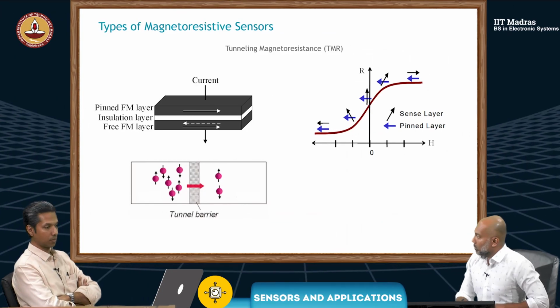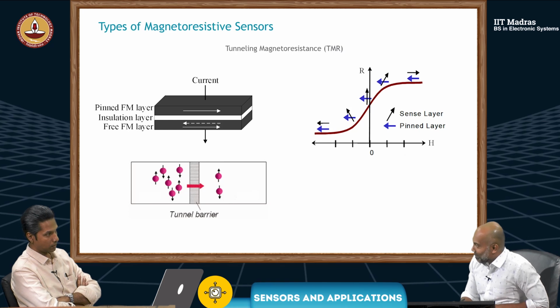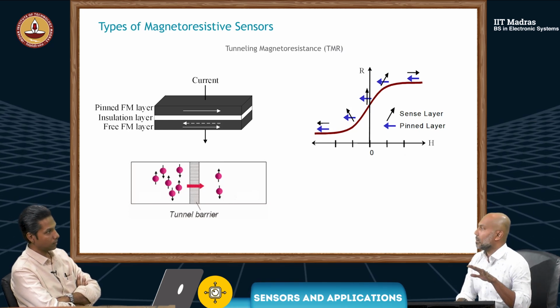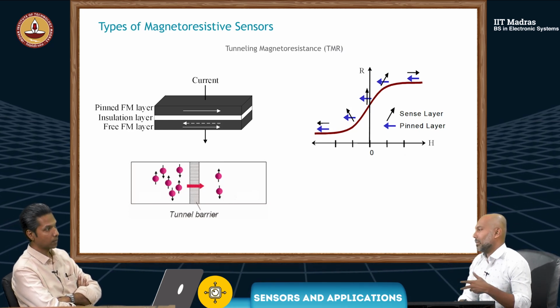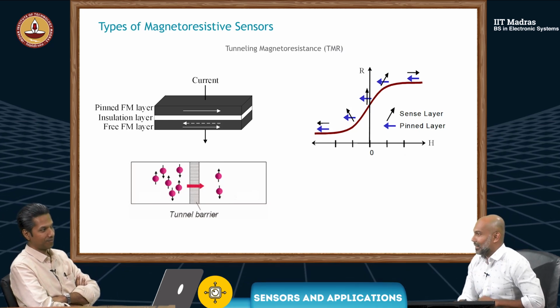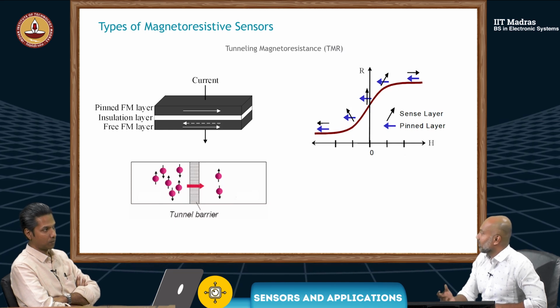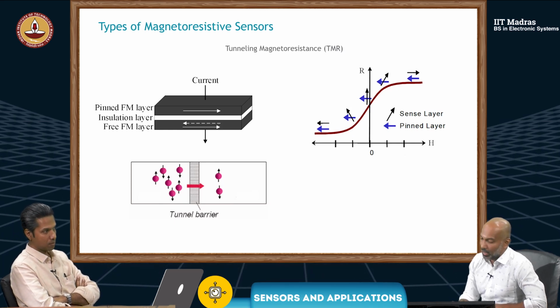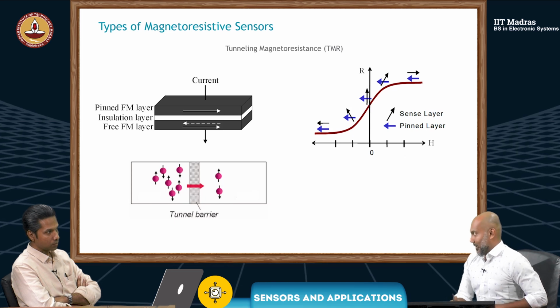So then we come to another type of magnetoresistance. This is probably the most recent. Most recent, I mean, means it's been around for maybe 5-10 years. But I think commercial applications only came about some years back. It's called tunneling magnetoresistance.